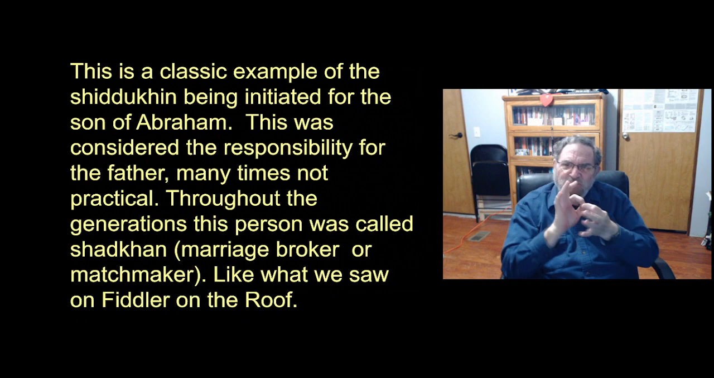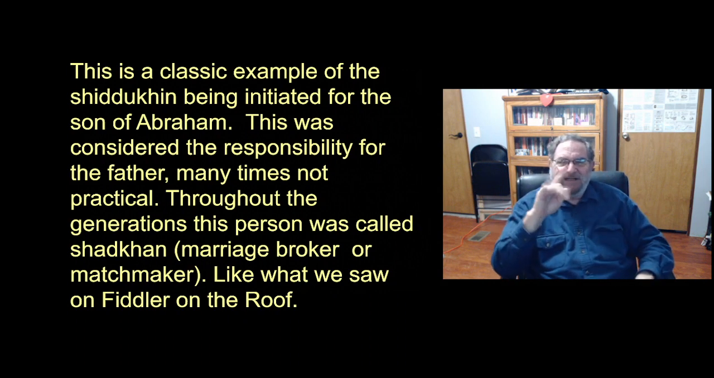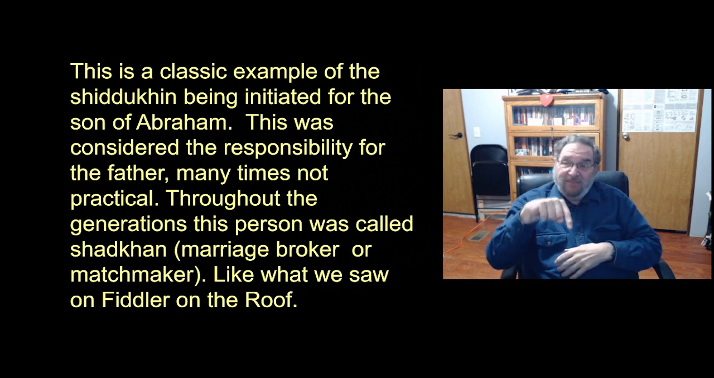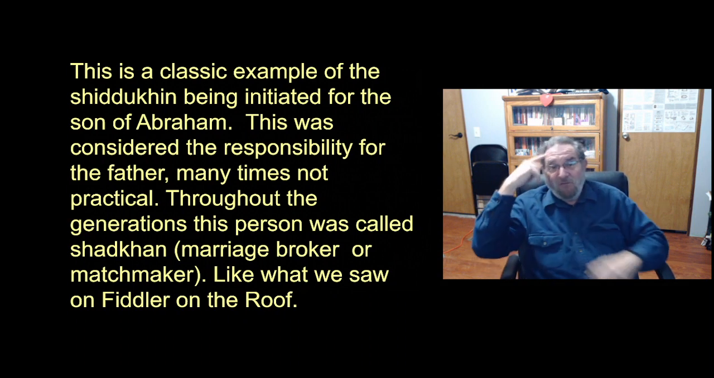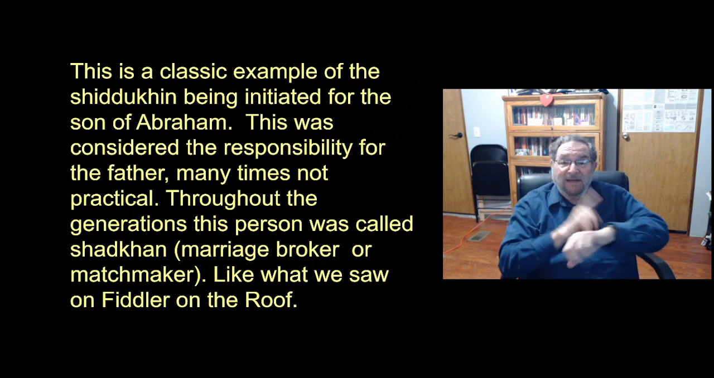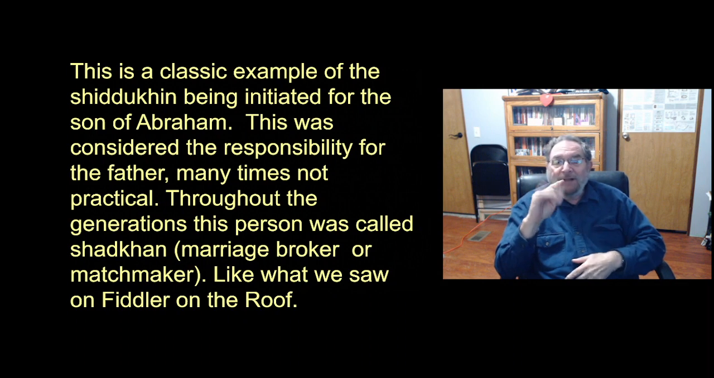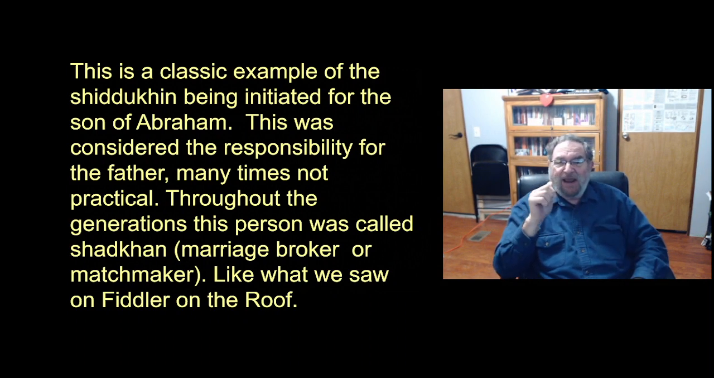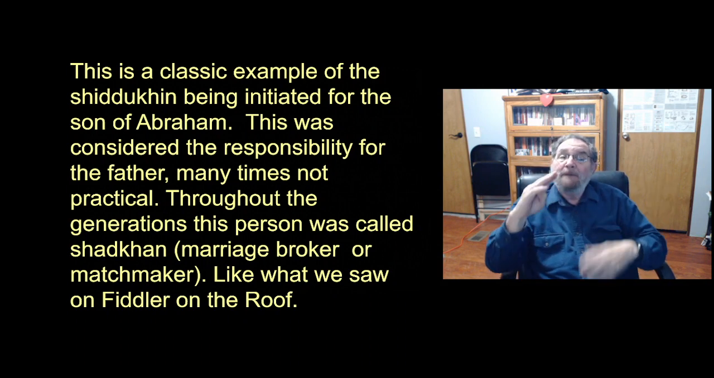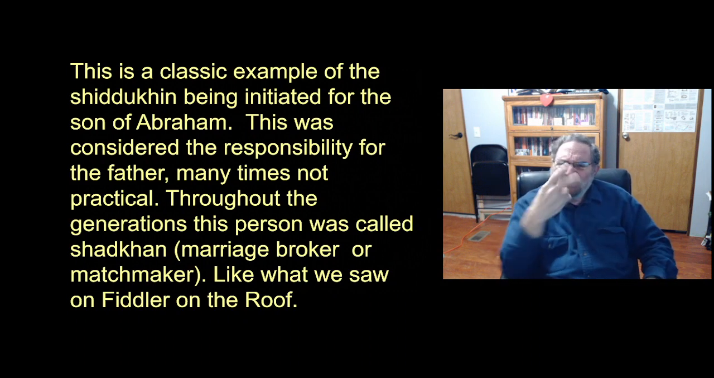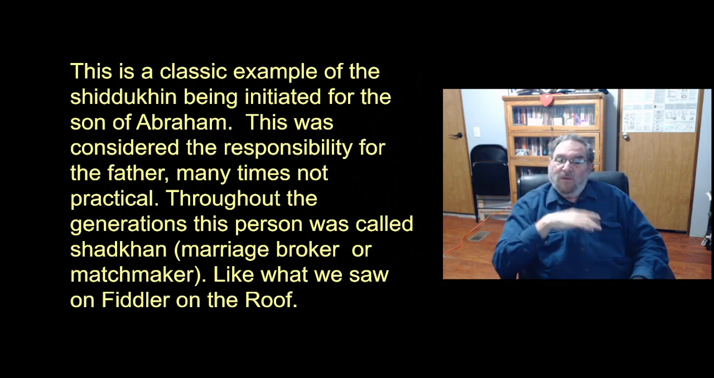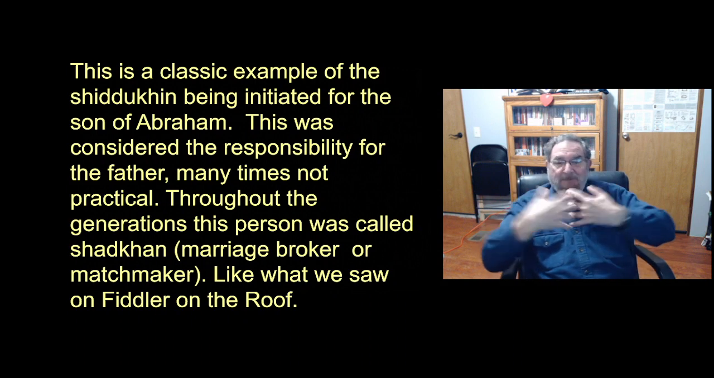This is a perfect example of the marriage being initiated by the father of the son, Abraham. This was considered the responsibility of the father, although many times it's not practical. Throughout the generations, this person was called the Shadchan, or marriage broker, or matchmaker. Like in Fiddler on the Roof, that woman was like a matchmaker.